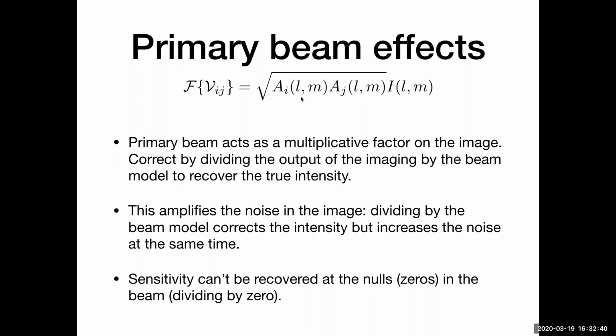So all you need to do is go through the imaging process, which is this inverse Fourier transform, and then divide by this sensitivity pattern as a function of direction from your primary beams. That should again give you the brightness unaffected by your sensitivity pattern.